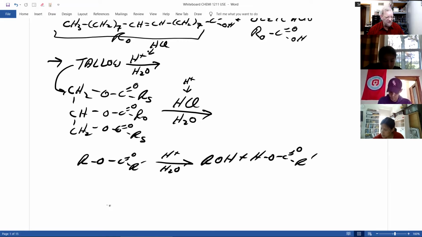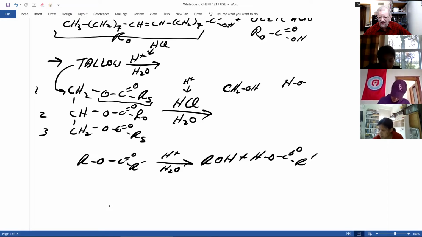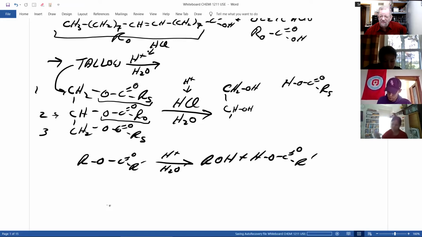So if we look at this one, we have 3 esters. The first ester gives me this alcohol. And now notice R prime is R sub S, so we'll get stearic acid, which, unless I'm asking you for the structure, you can abbreviate that way. The second ester, this is the alcohol I'll get. And now my R sub prime is R sub O, meaning you get oleic acid.